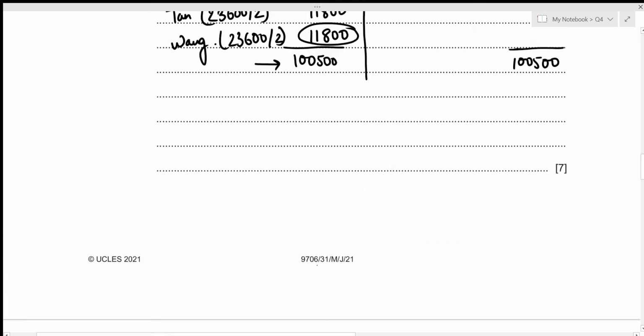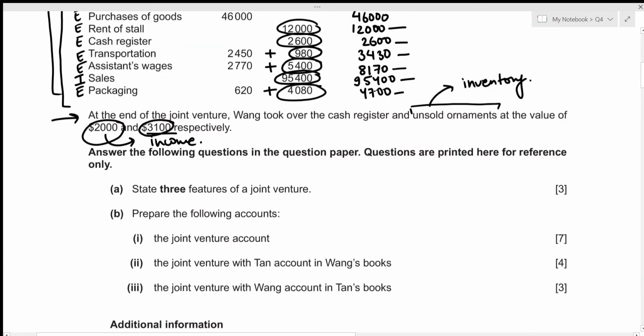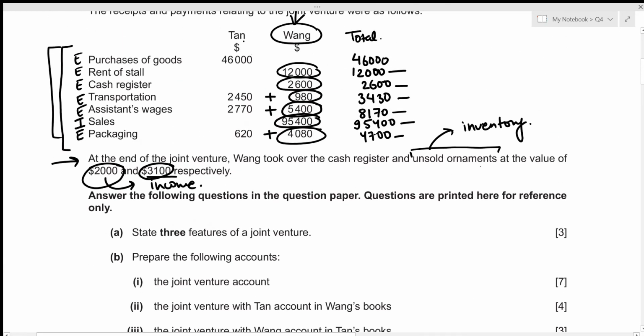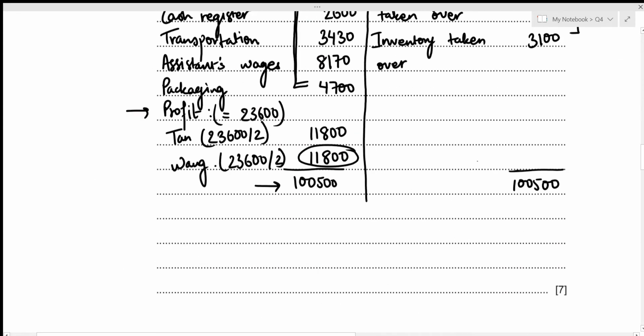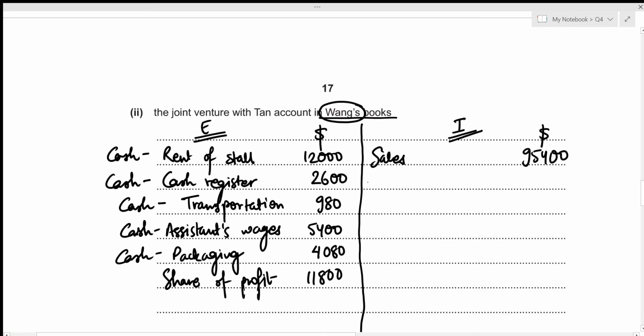Okay, let's have a look above. We are given additional information relating to Wang because he took over the cash register and unsold ornaments. Like I said before, this amount of 2,000 and 3,100 acts as an income to the joint venture because these amounts are being received by the joint venture, and Wang actually is the cause for the joint venture to receive this account, which means that these two cases of cash register being taken over and inventory taken over should also be recorded in Wang's book. So we must record it, and since these are incomes, we will record these in our credit side. So let's do that. We have cash register taken over.